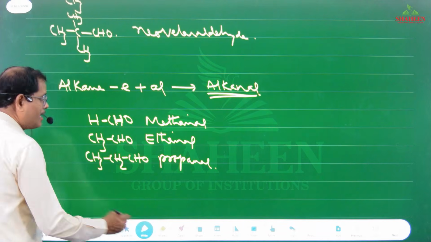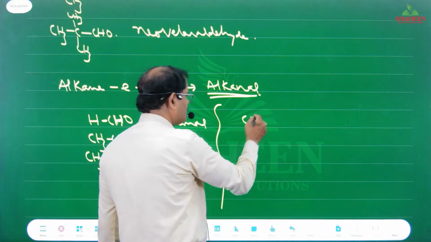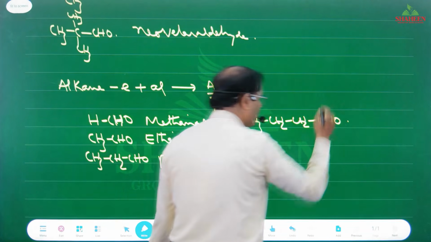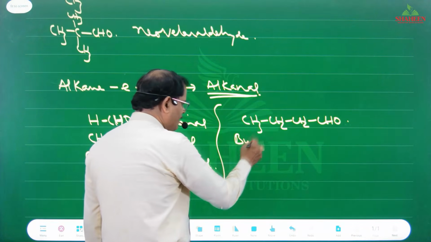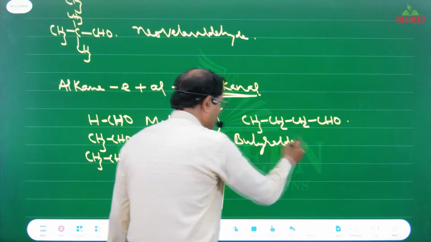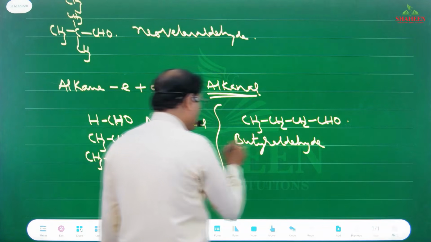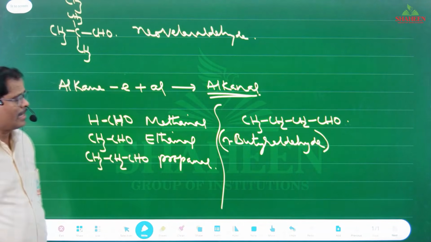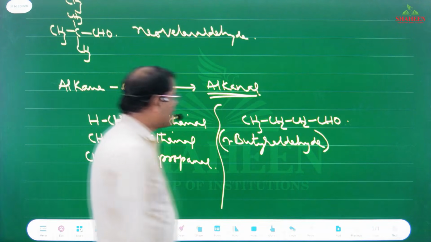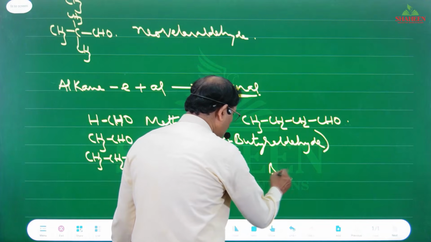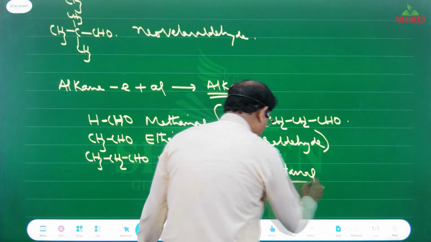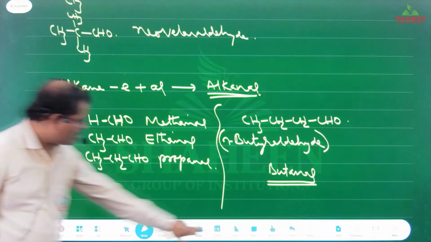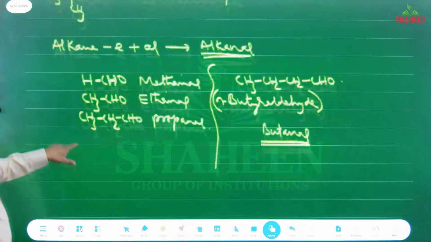And here CH3, CH2, CH2, CHO. This is called butyraldehyde, or n-butyraldehyde. The common name is written in brackets, and the IUPAC name is butanal. So this is about the nomenclature of aldehydes.